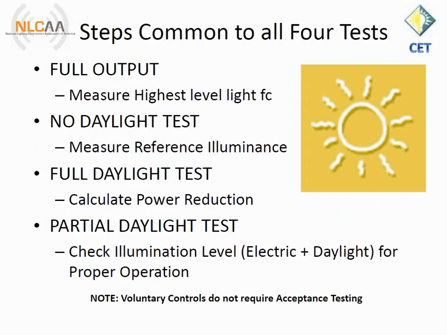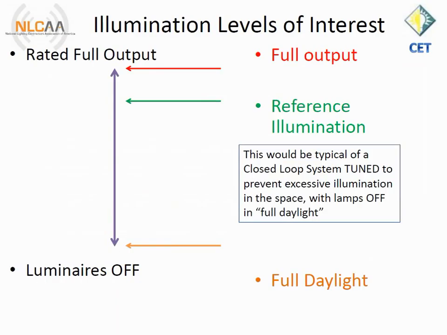The field technician makes a variety of tests to confirm daylighting system operation. First, the tech finds the electric illumination in a daylit zone under true no daylight conditions, the reference illumination. Second, the tech determines the full output illumination, known as highest light level foot candles on the form, or power draw. Third, the tech determines the electric illumination or power draw under full daylight conditions. And then finally, the tech determines the combined illumination under partial daylight conditions.